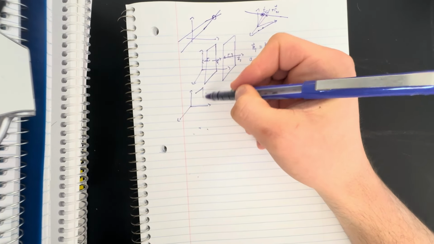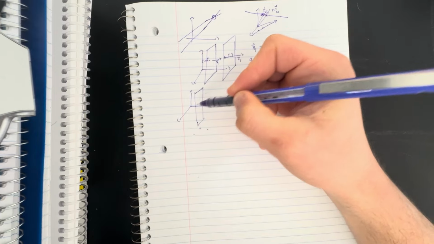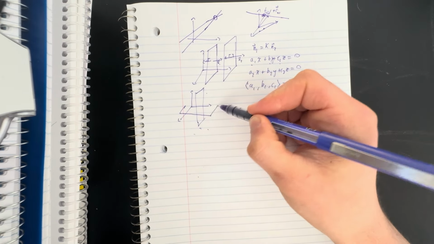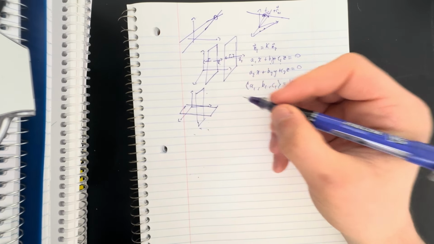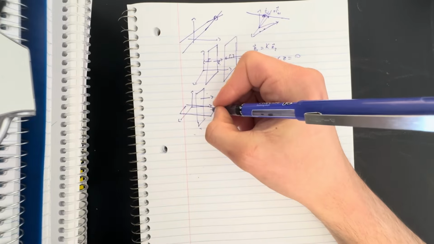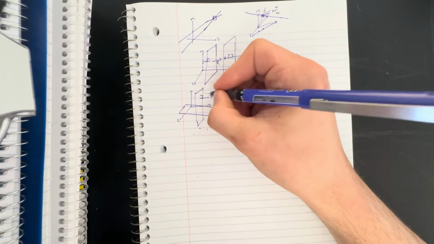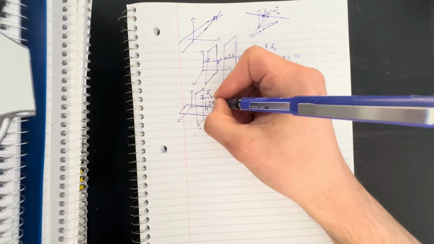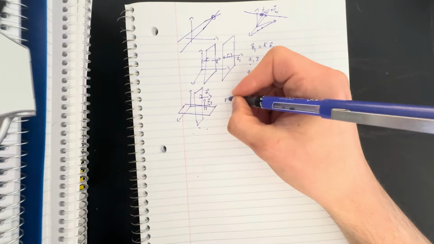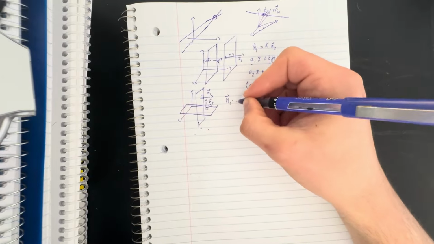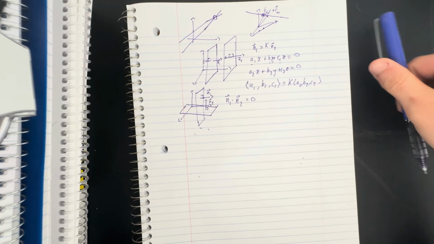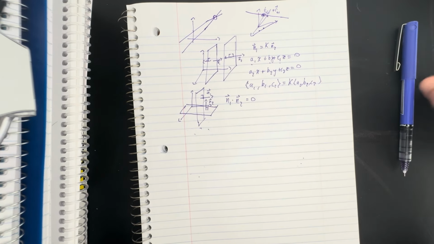So for two planes to be orthogonal, this is going to be kind of annoying to draw, their normal vectors also have to be orthogonal. So this will be n1, and then this will be n2. So n1 dot n2 is going to be 0 for those two planes to be orthogonal.